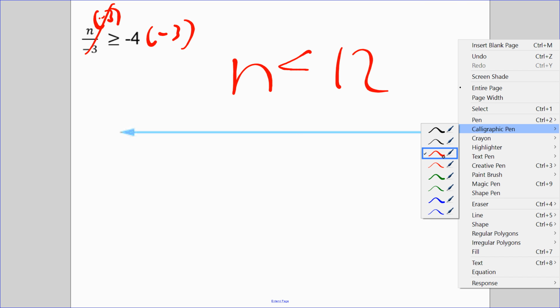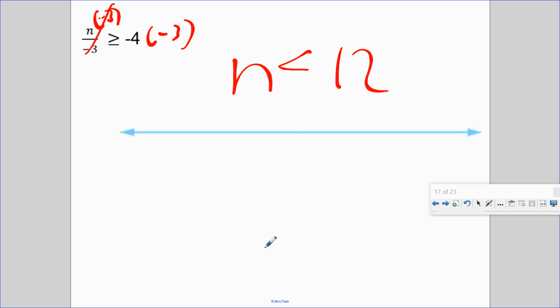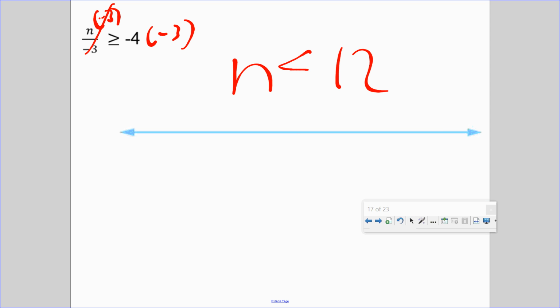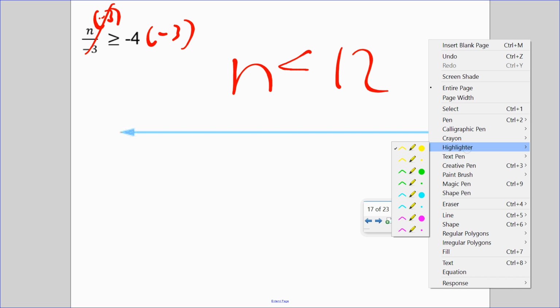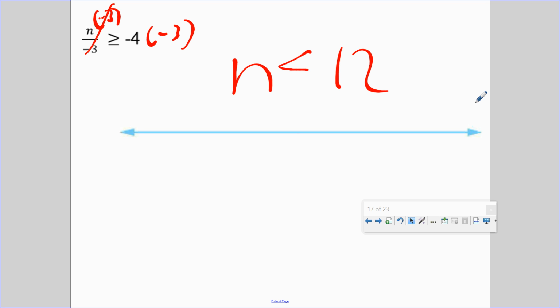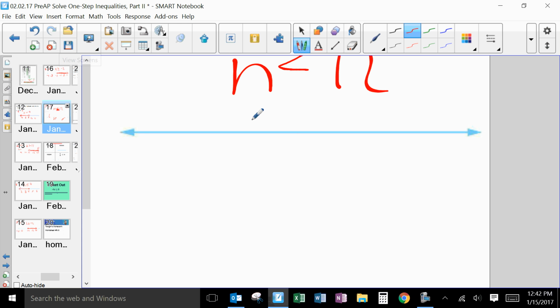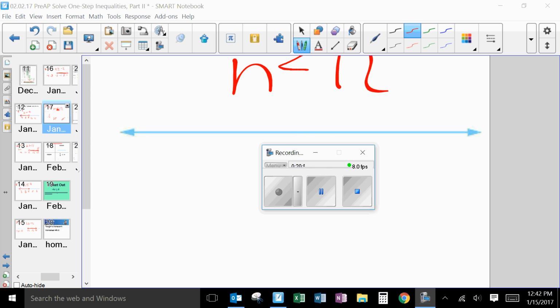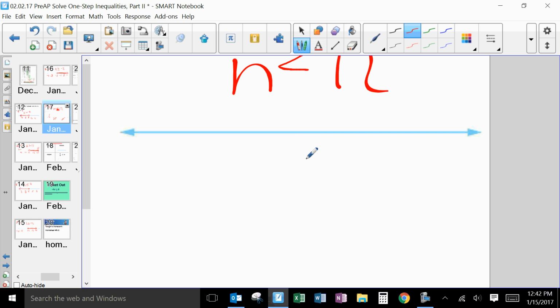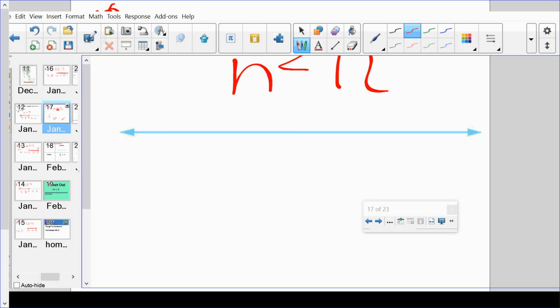Why is my pen not working? I have no idea. Well, it's supposed to be n is less than or equal to 12. I do not know why it happened.